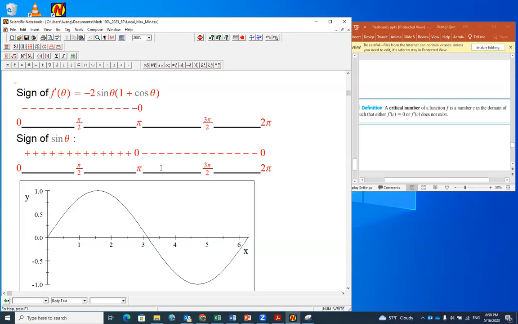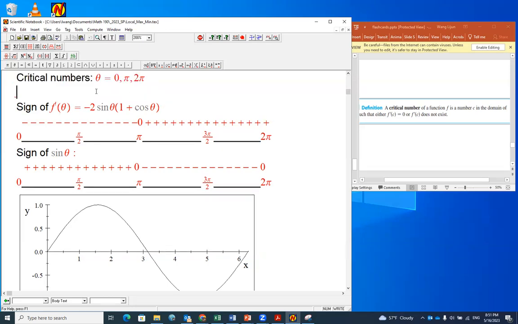And on the third quadrant and the fourth quadrant, sine theta is negative, so sine theta alone is negative, and this is a negative. Negative times negative is positive. So this is a positive. Positive times positive is positive. So the sign of the first order derivative can be determined this way.